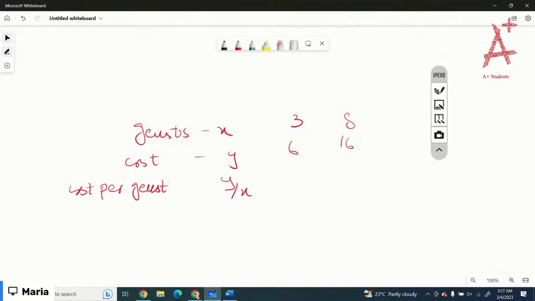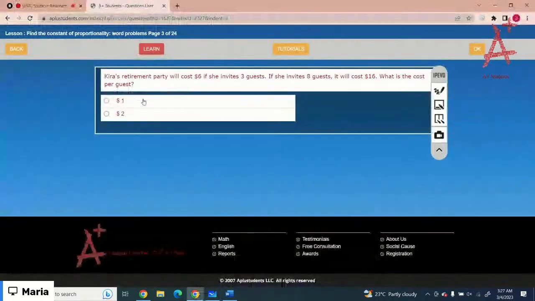It would be y over x. 6 over 3 and 16 over 8. So it would be 3 times 2 is 6 and 8 times 2 is 16. That means per guest the cost is $2. Got it? So the correct option is $2. So just select the correct option, then click on the OK button. So it is $2.